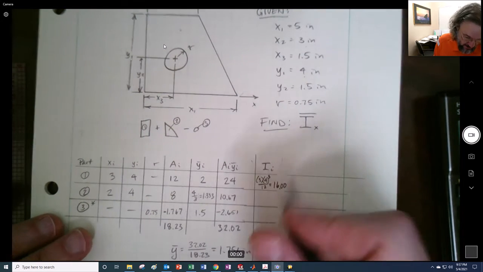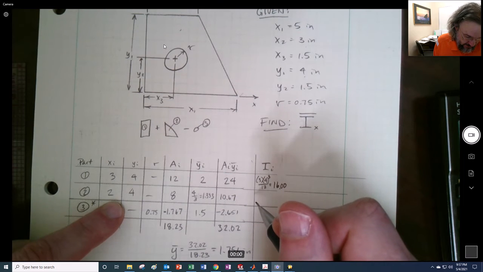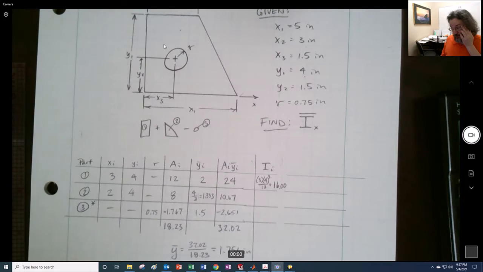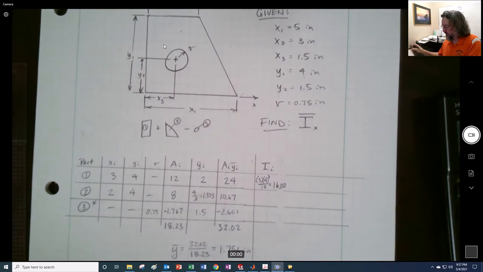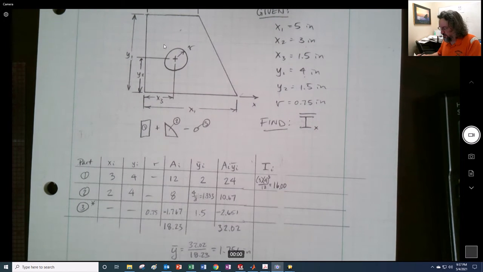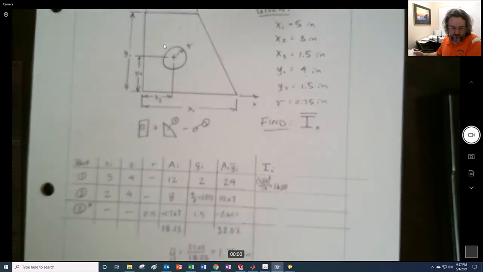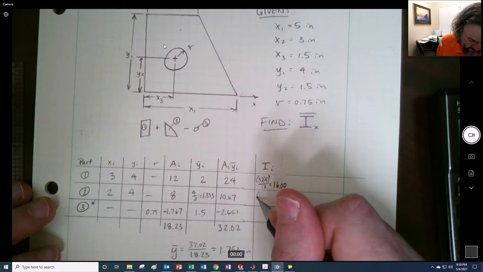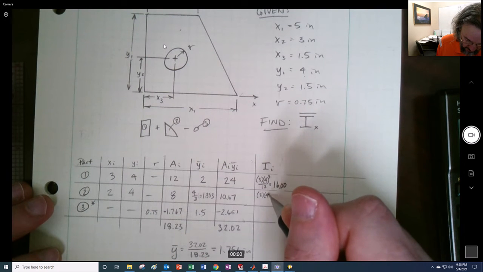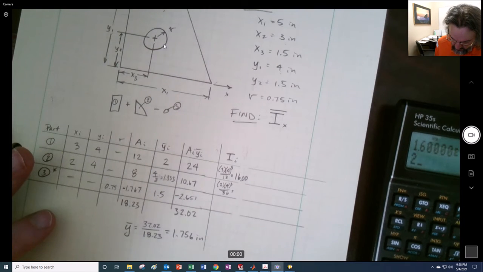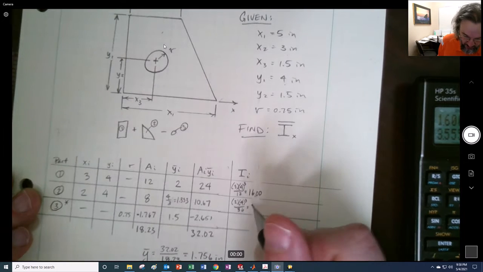Okay, and now this is going to be BH cubed over 36. Did I get that right? Let me double check. BH cubed over 36. Boom. BH cubed over 36. So the base is 2, so I get 2 times 4 raised to 3, divided by 36, and I get 3.555.